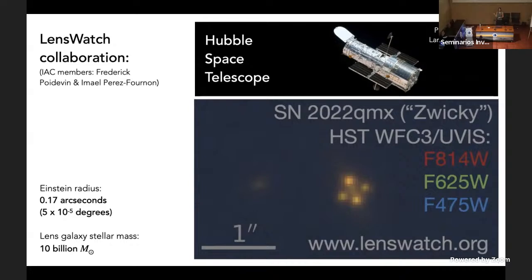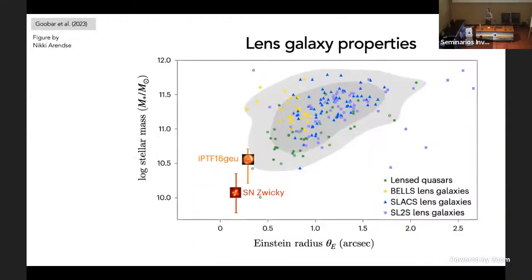And we could also determine the stellar mass of the lens galaxy, which was around 10 billion solar masses. And this is actually extremely light for a lens galaxy. So we were surprised to find this result. And to put that a bit in context, comparing to other lens galaxies out there, so here I'm showing a population of lensed quasars and lensed galaxies in terms of their size, Einstein radius, and their stellar mass.